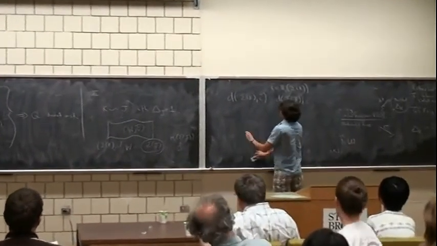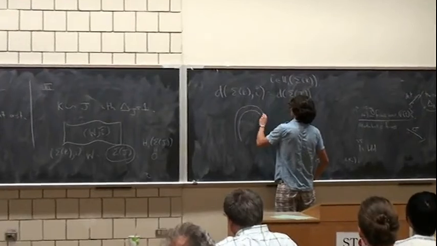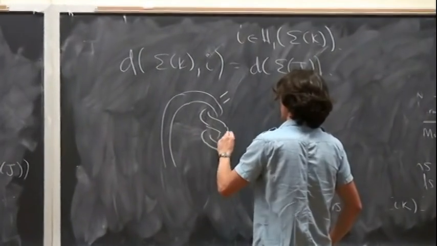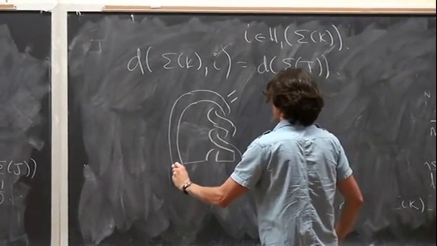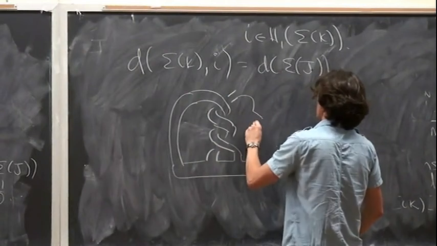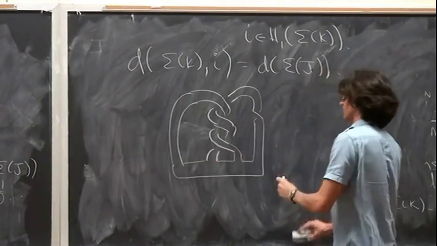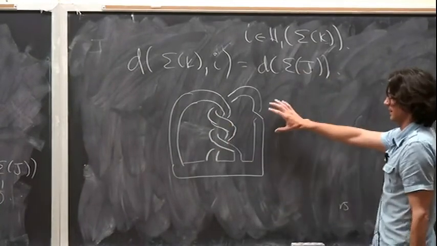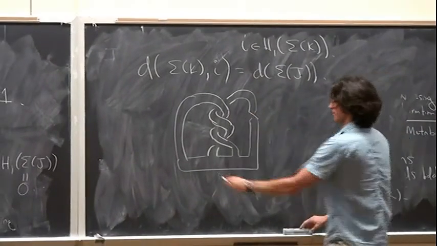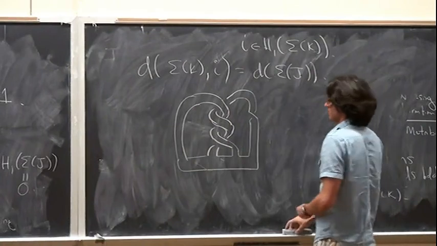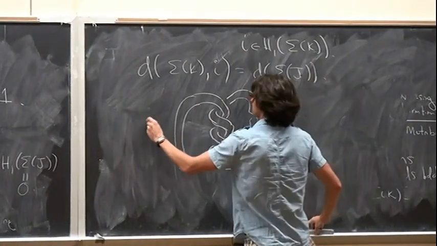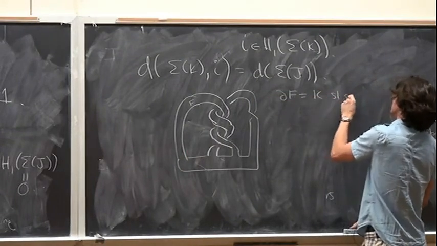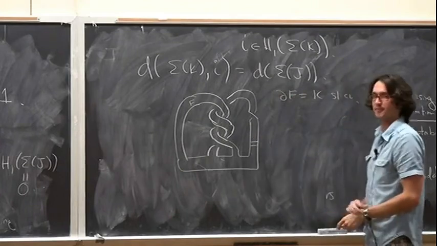The construction is that you start with this Möbius bundle. Notice I have this non-orientable band here. Well, the boundary of this is slice. So call this F. The boundary of F is K. It's slice, and the reason is that I can do a band move right here.